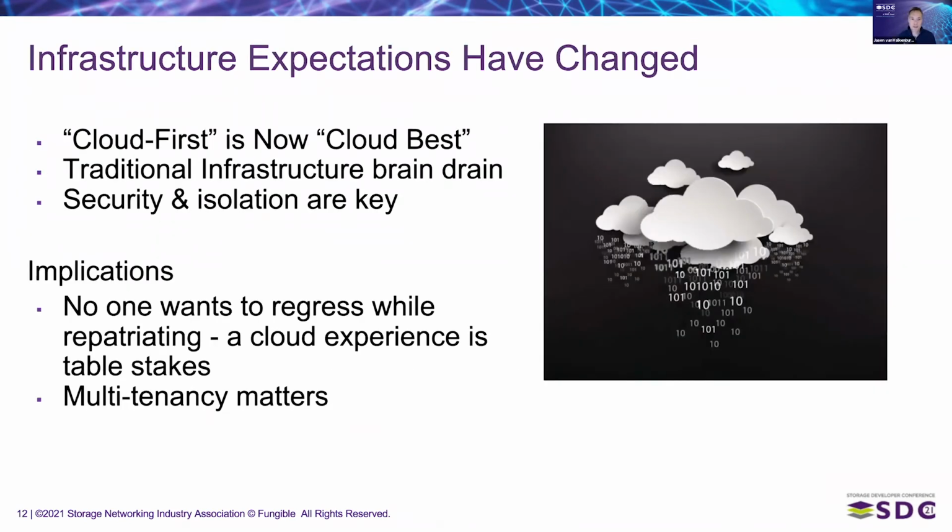Meanwhile, infrastructure expectations have changed, right? People started with a cloud-first approach and now are at cloud-best, which is great because now we're not viewing all clouds as equal. Some are good for certain use cases. The other thing is that there's a repatriation trend, or a move to bring some workloads back from the public cloud for either performance, security, or compliance reasons, right?